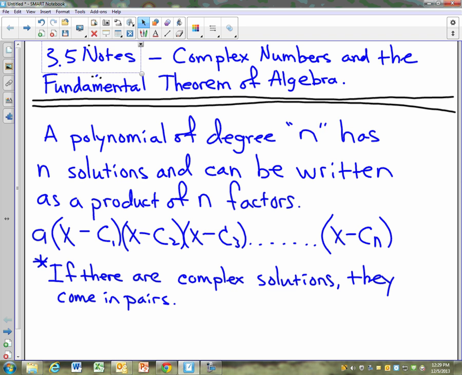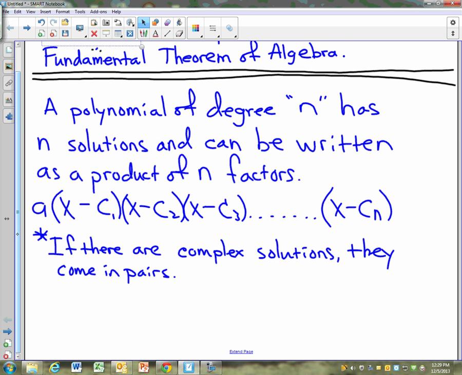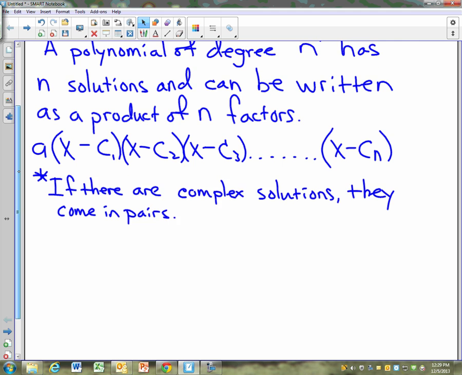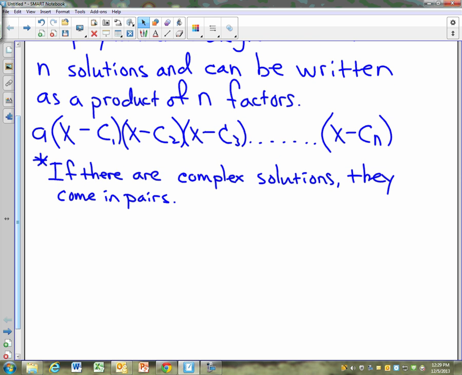We've known that, right? Let's end with this though. And it can be written as a product of n factors. So for example, let's suppose that C is my solution. C sub 1 is a solution, C sub 2, C sub 3, all the way through C sub n. Then you can write it in factored form. You might have a constant like A out front that doesn't change the solutions, but then you can write it as x minus C sub 1, x minus C sub 2, all the way through the nth solution. Now, I don't think that's surprising to you guys.